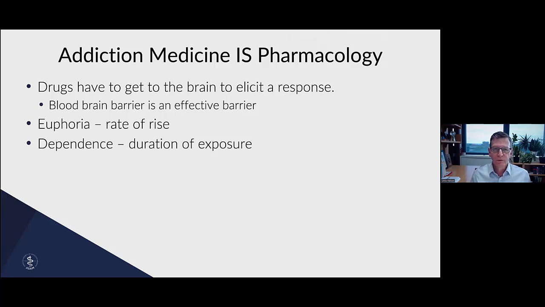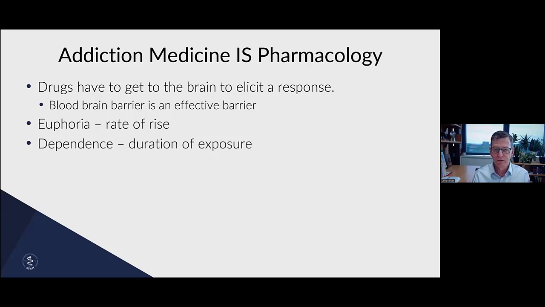So it's really important to understand that addiction medicine is pharmacology, and pharmacology is addiction medicine. In order for a drug to have an effect on your brain, it has to get in. And the blood-brain barrier was made to be an effective barrier to drug entry. We know that some of the principles are very consistent across substances, such as the fact that in order for a drug to be euphoric, the rate of rise of that drug in the brain has to be fairly quick. If it dribbles in, it's not going to have that same effect.